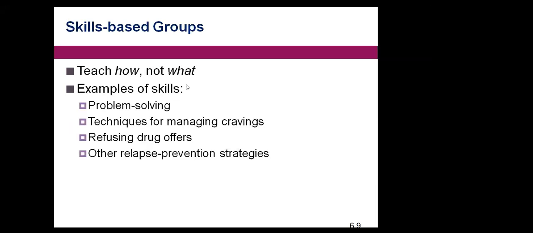There are basically two types: information-based groups and skills-based groups. For the skills-based group, they teach how and not what, how to do it. Examples of skills-based group practice are, one, problem solving. Most times the clients think straight. They don't think laterally. So when they have a problem, they think there's only one way of solving it. But when you teach them problem-solving skills, it enhances their knowledge and the skills they need to face problems during recovery and to remain steady in the journey of recovery.